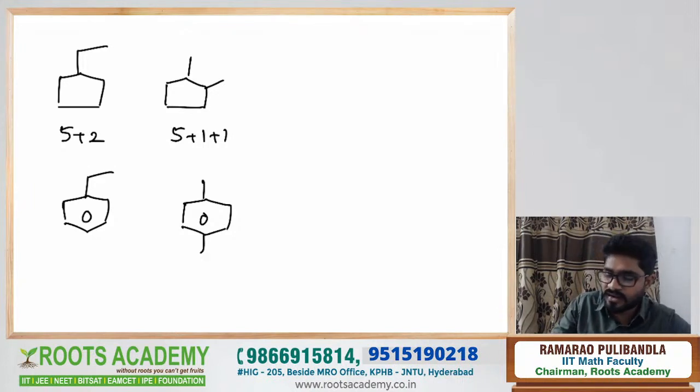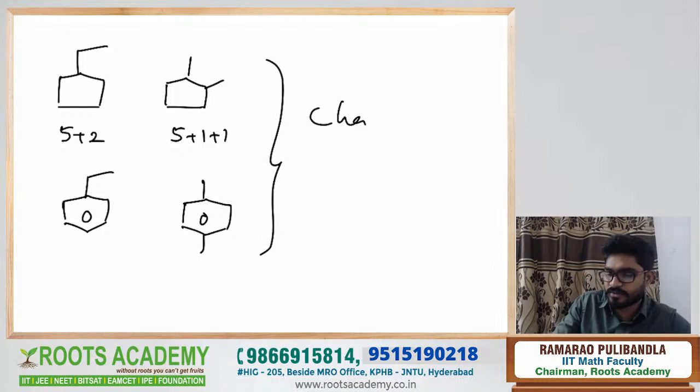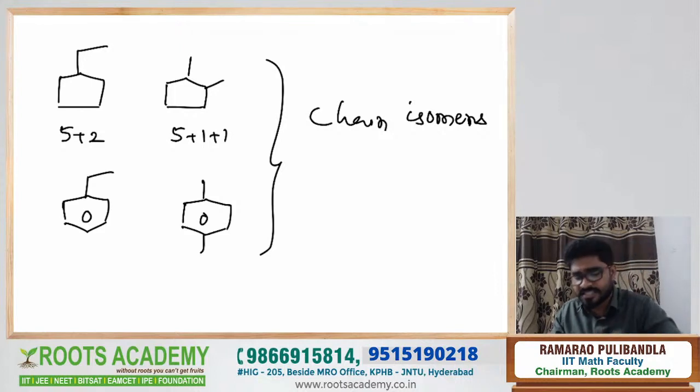So these we can all take as chain isomers. By seeing them, sometimes you'll get confusion whether we can consider them chain isomers or not. But remember this also: here it is ethyl, here dimethyl. So this is 6 plus 2, and this is 6 plus 1 plus 1. This also comes under chain isomers only. And this, guys, is all about chain isomerism.